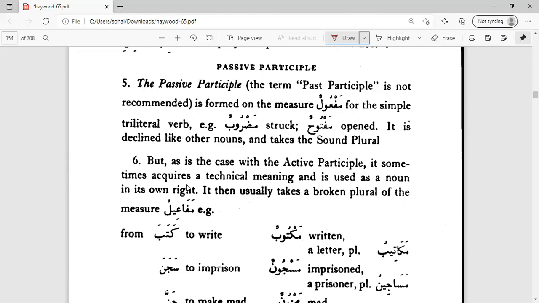Are we talking about like Katibun, the writer? Kataba, he wrote, and Katibun is the writer. Yes, that's what I'm talking about. You should know to do that. No, it is the scale of Fa'ilun.